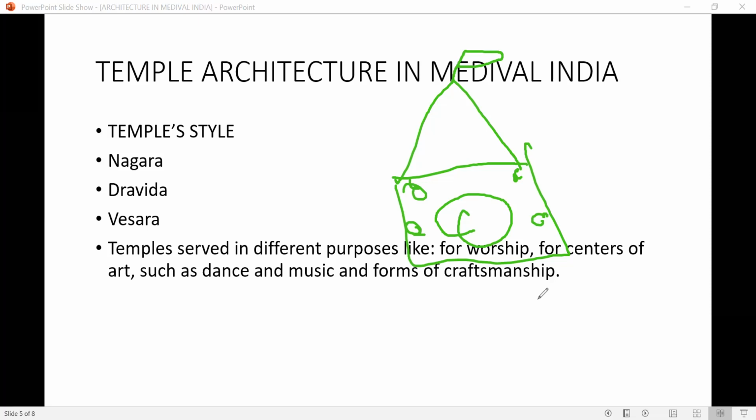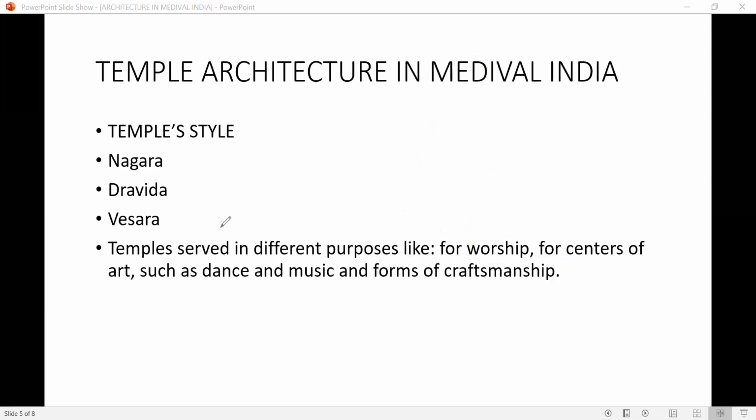Then when we sit down to pray to the god, we have some dance and music which we play for the god, and we play bhajan. We do the role of bhakti in that temple, right? So these are the forms of dance and music, and also craftsmanship. If you have a temple and its own sculptures and designs are made, that is known as craftsmanship on a temple. So these are the architecture in medieval India. Now, going to the types of temple architecture.